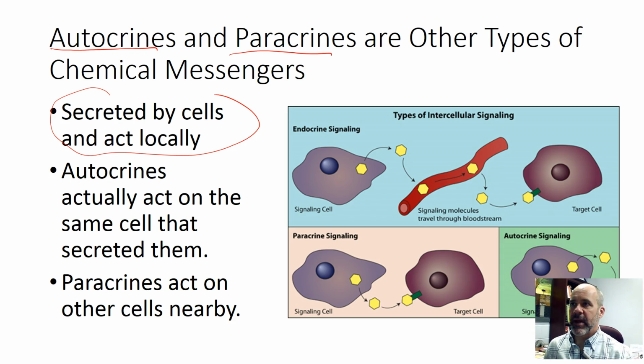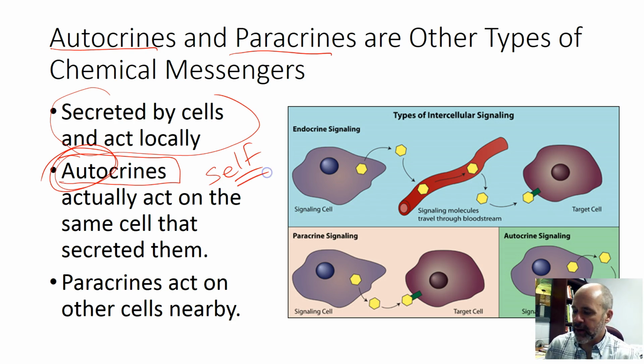Okay, now similar to hormones, they are chemical messengers. But the key thing that differs is that they act locally. So this word autocrine, now auto, you guys probably already know, means self in biology when we see auto. So autocrines act on the same cell that secreted them, which is kind of weird to think about.